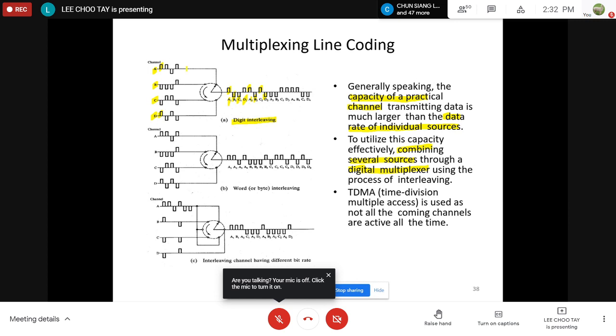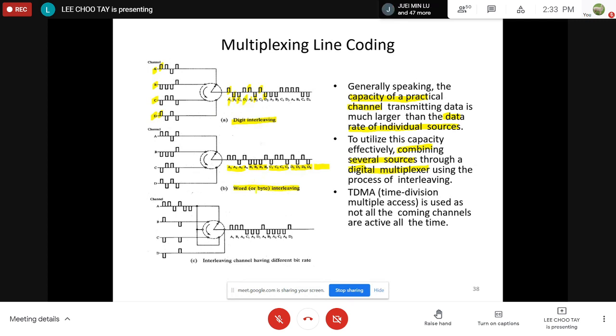We actually transmit bit by bit. Okay. And we can also do word or byte interleaving. In this example, I'm showing you a 4-bit word only. So what we do is we transmit all the 4 bits from channel A first, followed by the 4 bits from channel B, followed by 4 bits from channel C, and then followed by 4 bits from channel D, then back to 4 bits from channel A again. All right, and then everything repeats itself.